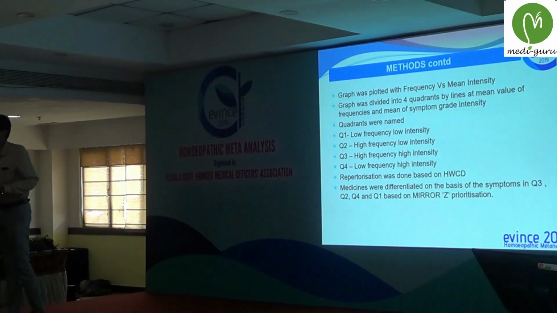Method continues. A graph was plotted with frequency versus mean intensity. The graph was divided into 4 quadrants by lines at the mean values of frequencies and of symptom grade intensity. Quadrants were named Q1, low frequency, low intensity; Q2, high frequency, low intensity; Q3, high frequency, high intensity; Q4, low frequency, high intensity. Representation was done based on HWCD. Medicines were differentiated on the basis of the symptoms in Q3, Q2, Q4 and Q1 based on the mirror result prioritization principle.